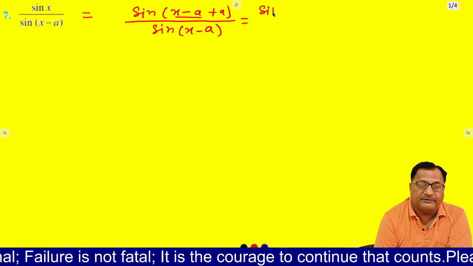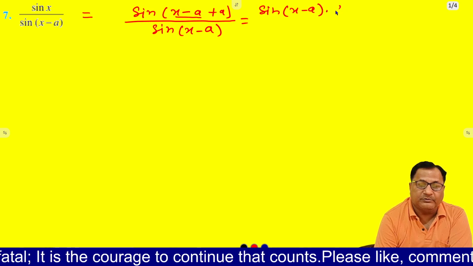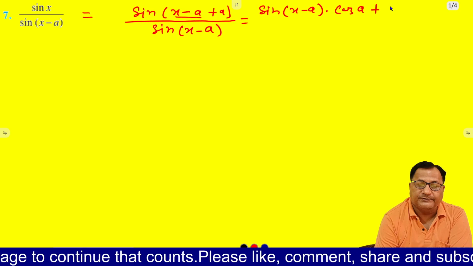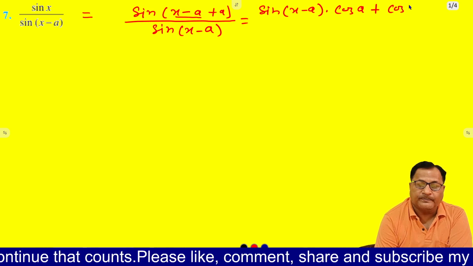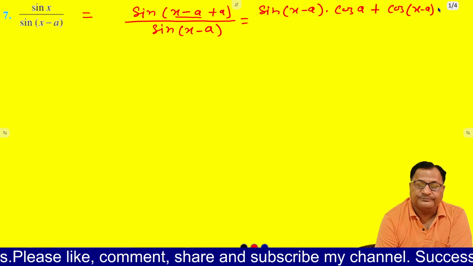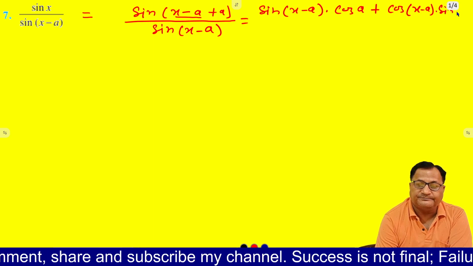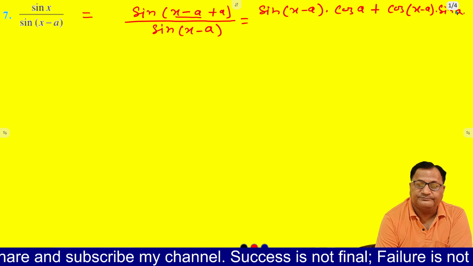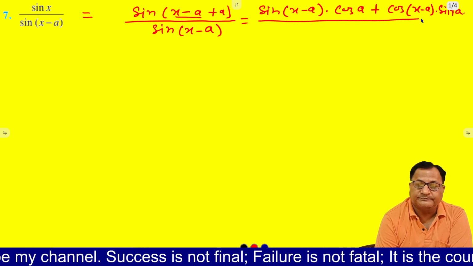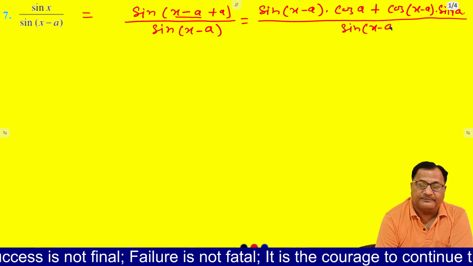So sine a into cos b plus cos a into sine b, divided by sine (x minus a).